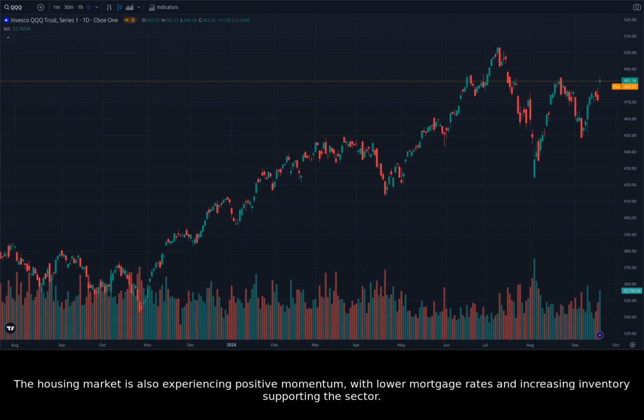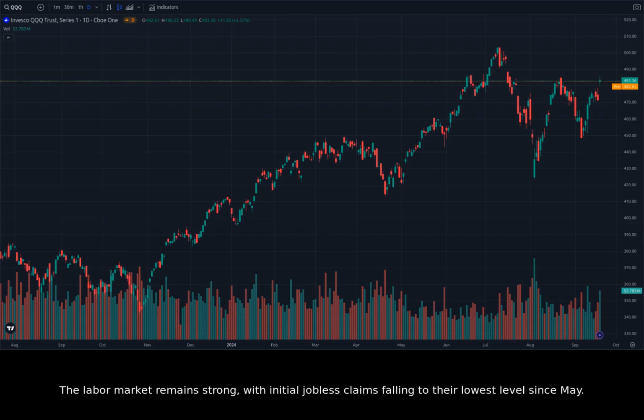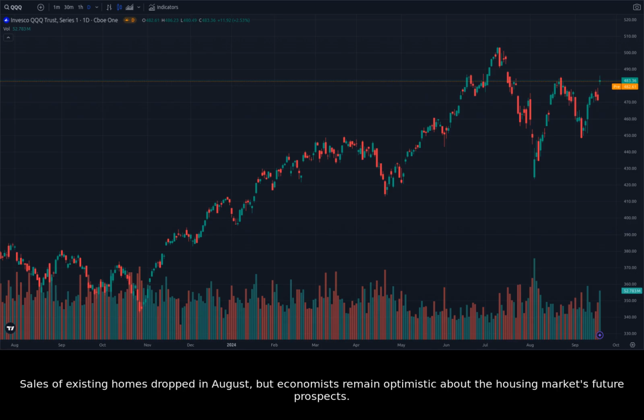The housing market is also experiencing positive momentum, with lower mortgage rates and increasing inventory supporting the sector. However, the combination of scarce inventory, escalating prices, and elevated rates continues to weigh on housing sales activity. The labor market remains strong, with initial jobless claims falling to their lowest level since May. Sales of existing homes dropped in August, but economists remain optimistic about the housing market's future prospects.